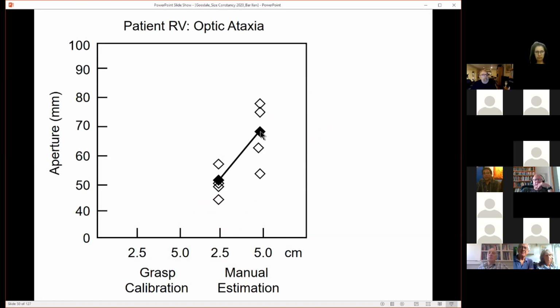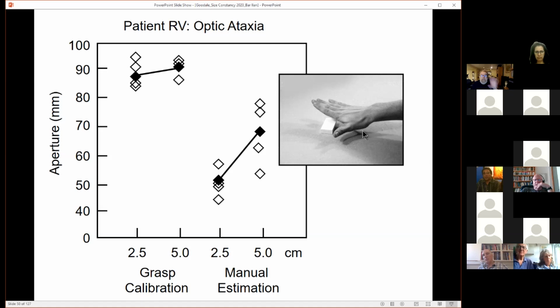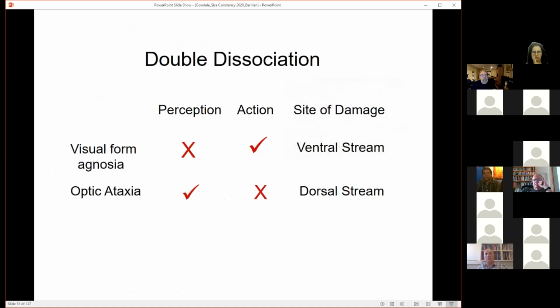But when she reaches out to pick it up, she just uses this default posture where she opens her hand very wide on every occasion until she touches it. And then she closes her hand around the object. So it's a nice dissociation. It's the kind of dissociation that neuropsychologists love, a double dissociation, where damage in one place, the ventral stream, produces a deficit in perception but leaves her grasping intact, and vice versa for damage in the dorsal stream, which leaves perception essentially intact but interferes enormously with grasping.